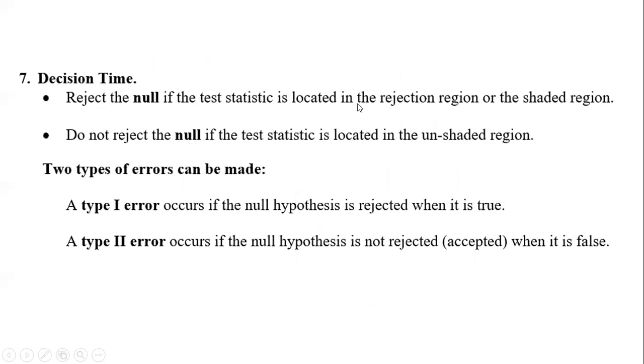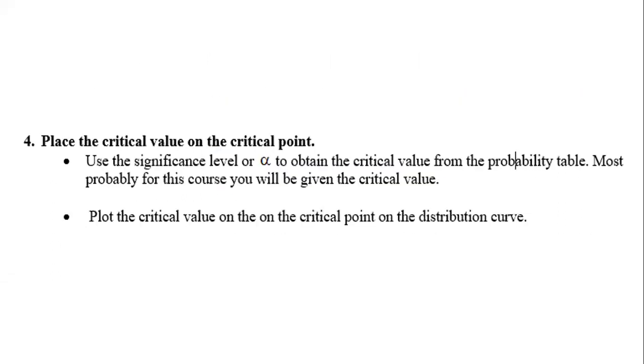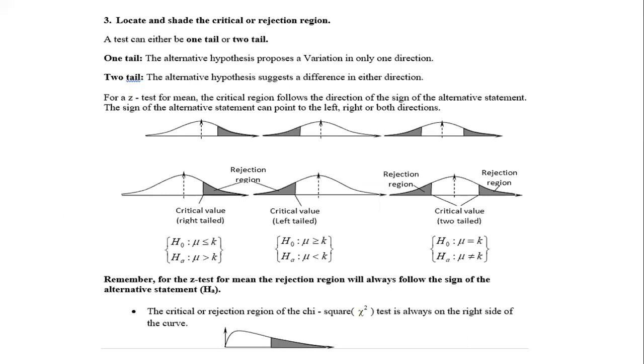If the test statistic is in the rejection region, you reject the null. If the test statistic is not in the rejection region, you do not reject the null. So it's all about the test statistic to reject or not. There are two types of errors that can be made. Okay, type 1 and type 2 error. So we'll take a look, remember that. But just remember now, the decision time is based on where the test statistic landed.